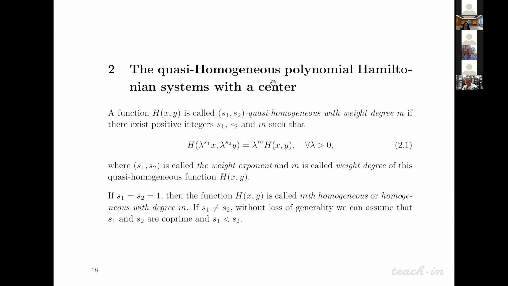So if S1 equals S2, then the function is homogeneous with degree m. If S1 is not equal to S2, we can assume S1 and S2 are coprime and one is less than the other. So we give this theorem.